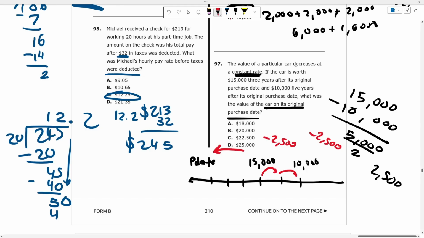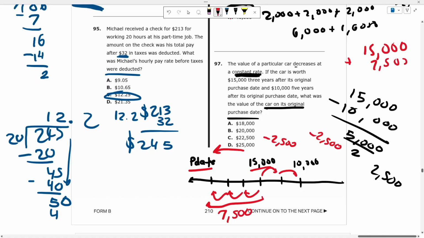So we know that between the purchase date and the $15,000, there was 1, 2, 3 jumps or 3 years. So if every jump is equal to $2,500, these 3 jumps is equal to 2,500 times 3, or 7,500. So between the purchase date and the $15,000, it lost $7,500 in value. So let's get that value back by adding it back. $15,000 plus the $7,500 is going to equal $22,500, which is going to be choice C for 97.